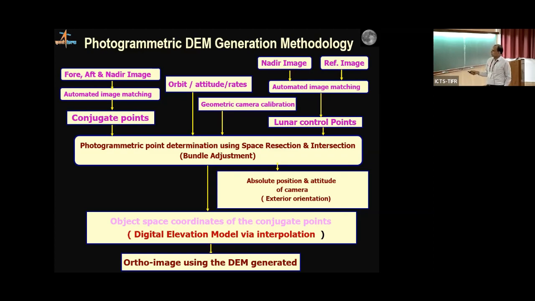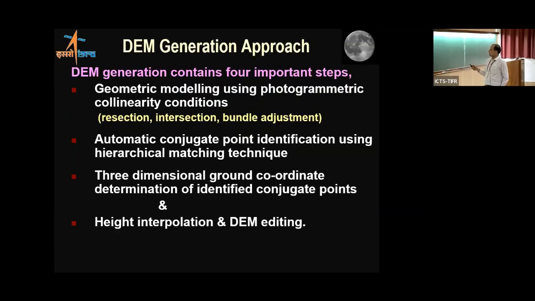And then we interpolate it and make it the digital elevation model. The same digital elevation model is used for the terrain correction using absolute position and attitude of the camera. Whatever is refined using this model, the same has been used to generate the ortho image. So registration of the digital elevation model and ortho image is one-to-one. This is the generation approach, whatever I have explained.